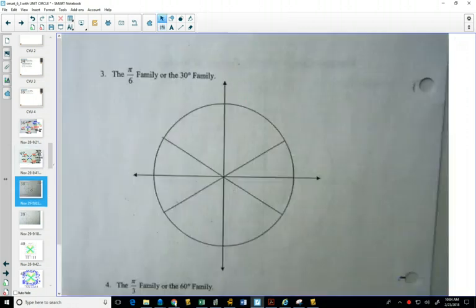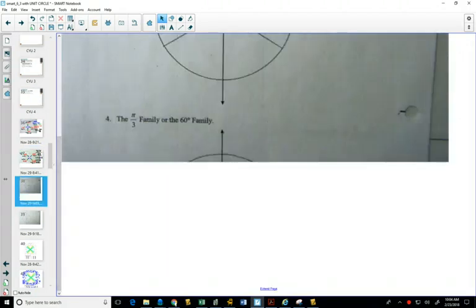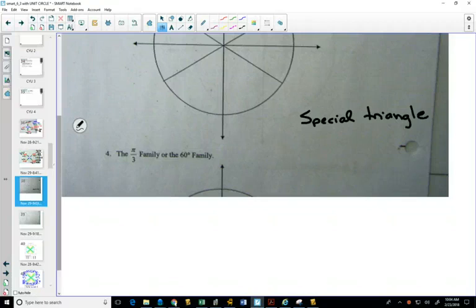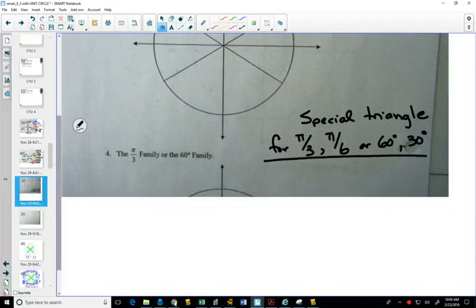Turn the page over. Again, in the space that you have in between pi over 3 and pi over 6, in this space right here, is our special triangle for pi over 3, pi over 6, or 60 degrees and 30 degrees. Because again, we need to be able to calculate this without our calculator.